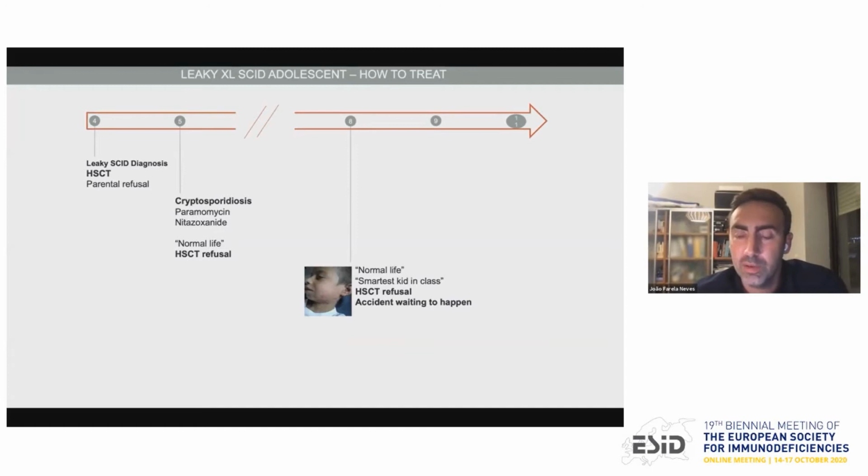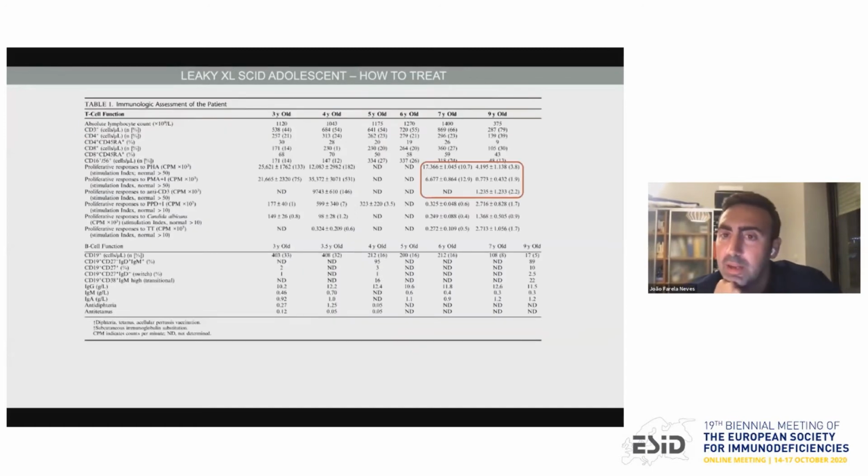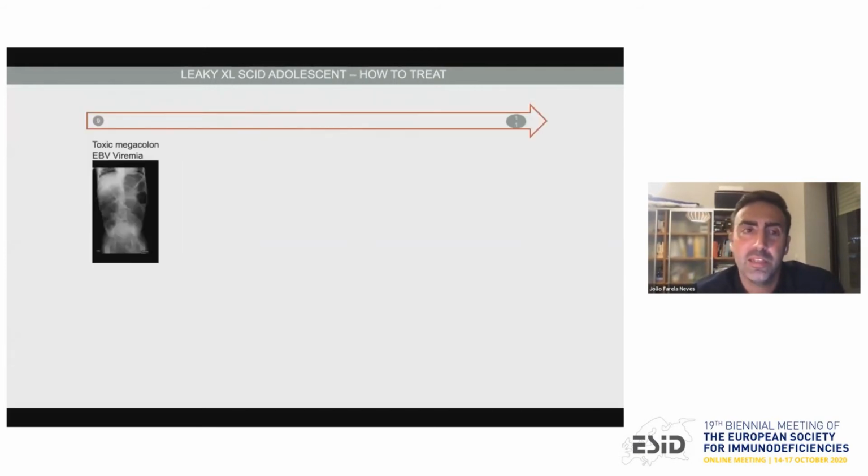The next years were dreadful, and at that time, the patient lost his ability to proliferate to mitogen, so he didn't proliferate after being challenged with PHA or PMA or anti-CD3, and he started to have lots of complications. So he first developed one clinical picture of a septic shock along with a toxic megacolon and EBV viremia that required hospitalization in intensive care units, and was treated with rituximab and antibiotics and eventually resolved.